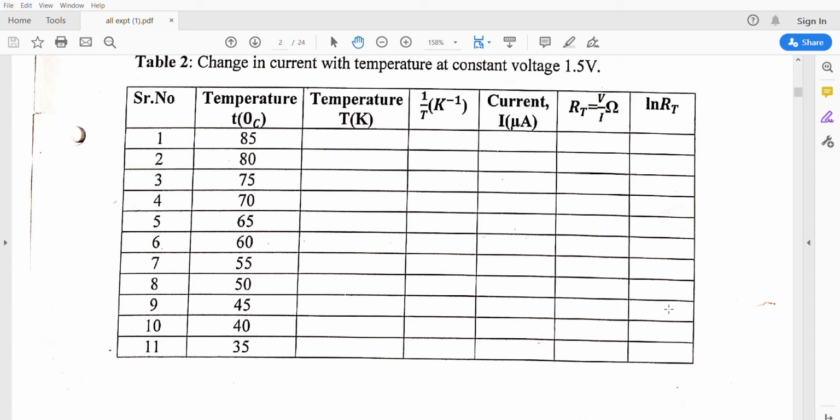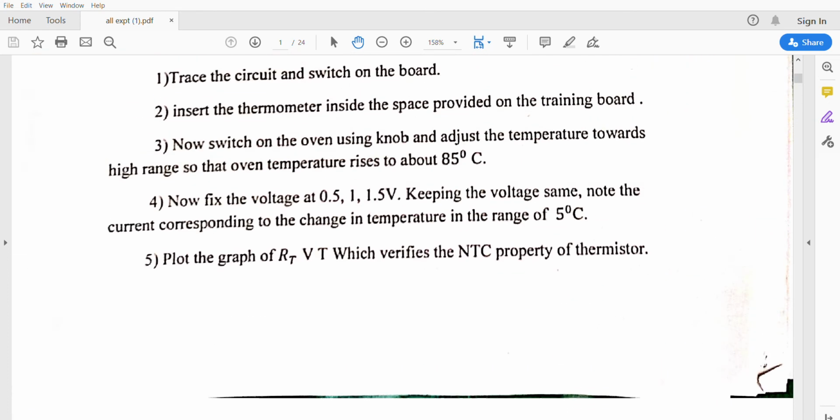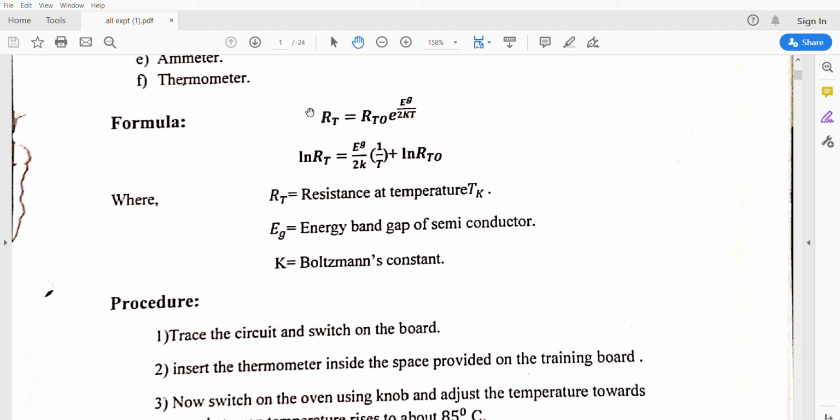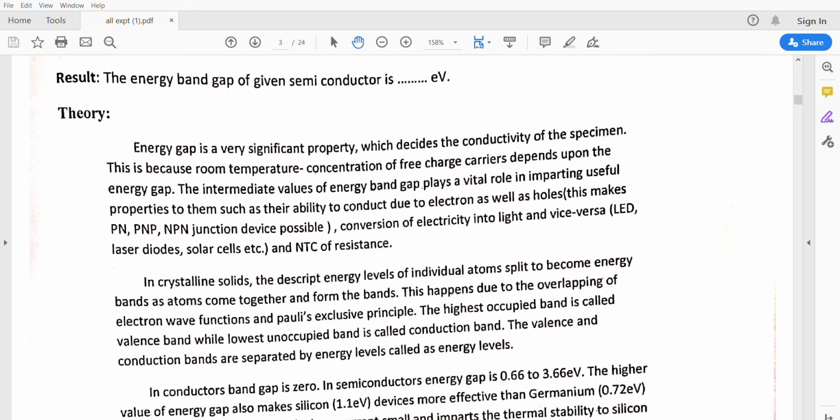By measuring the slope of that straight line, we will get the m value. If you know the m value, we can substitute in this formula. The formula is energy band gap is equal to 2 into Boltzmann constant into slope. So the formula is this. This formula is derived from Eg is equal to 2 into k into m, where m is the slope of the graph. So by substituting in that formula, we will get the final result, the energy band gap of the given semiconductor.